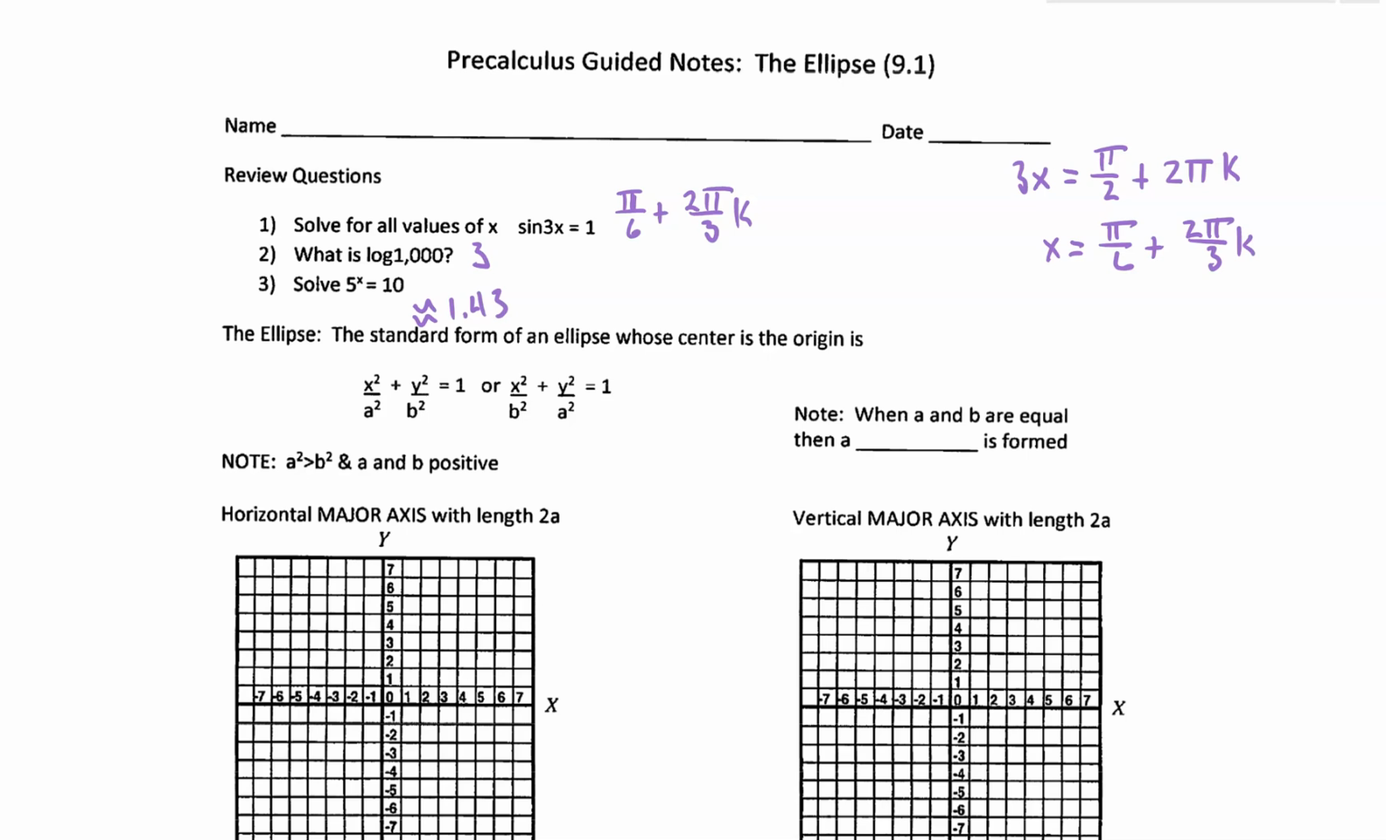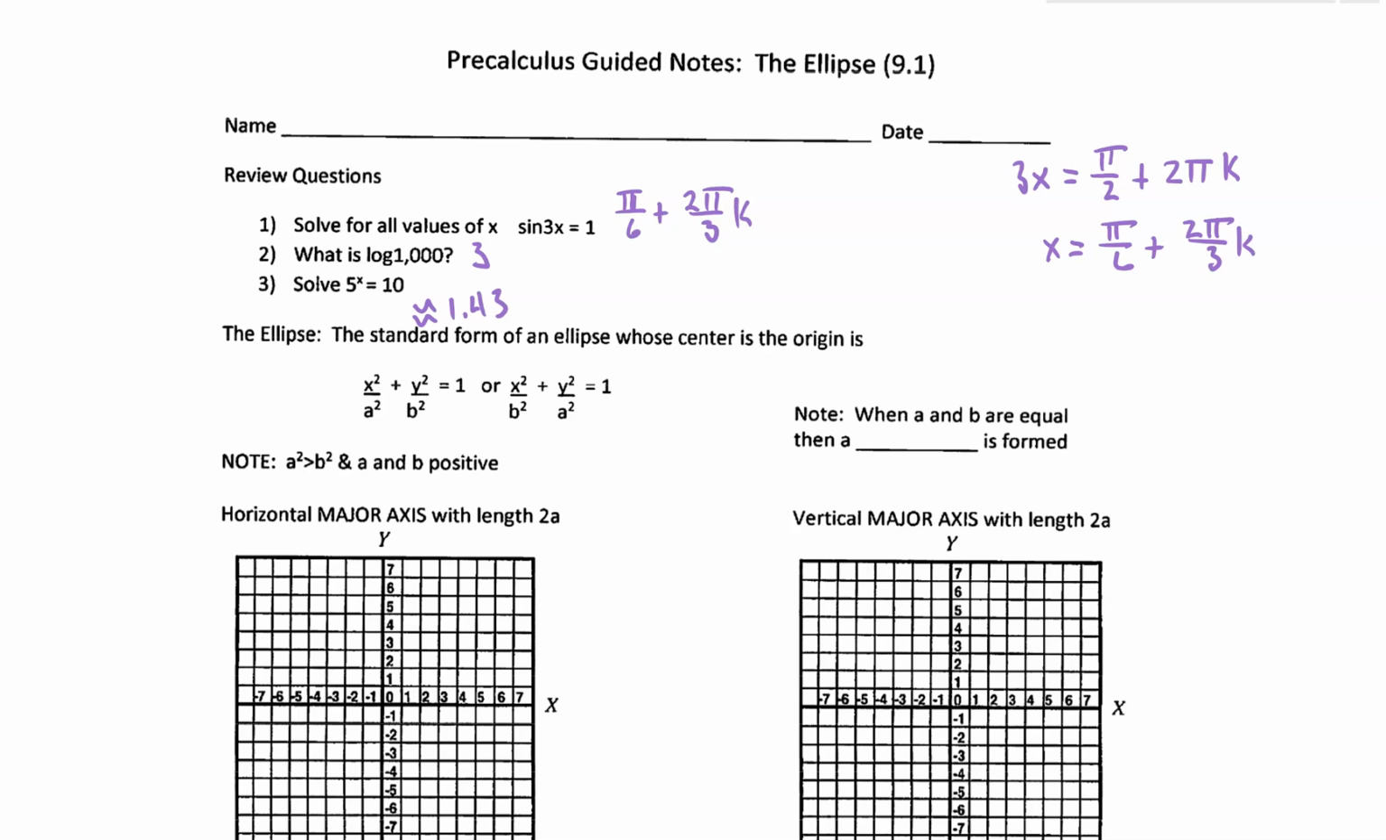Okay, hopefully these are the answers that you came up with. In this first one, take 3x and set it equal to pi over 2, because if it just said sine of x equals 1, pi over 2 is where sine is 1. Add 2 pi k, and then divide both sides by 3. What's the log of 10,000? Well, that would be 10 to what power gives you, sorry, not 10,000, but 1,000. Well, that would be 10 to the 3rd power, so the log of 1,000 is equal to 3.